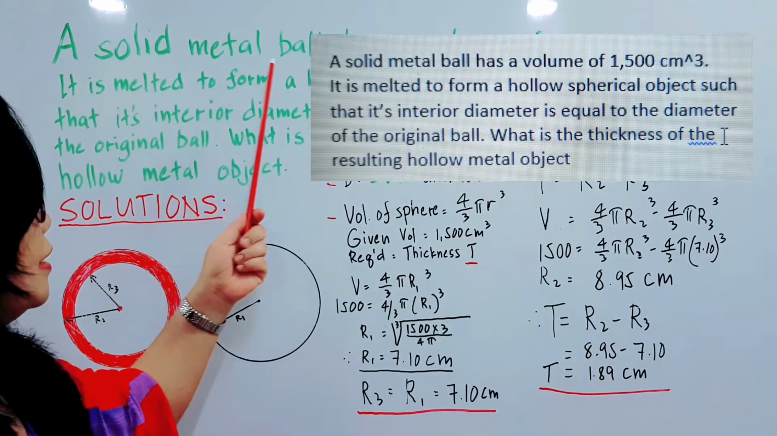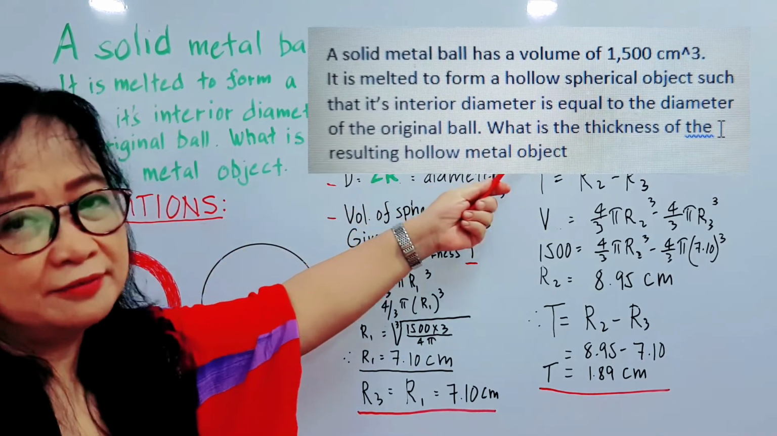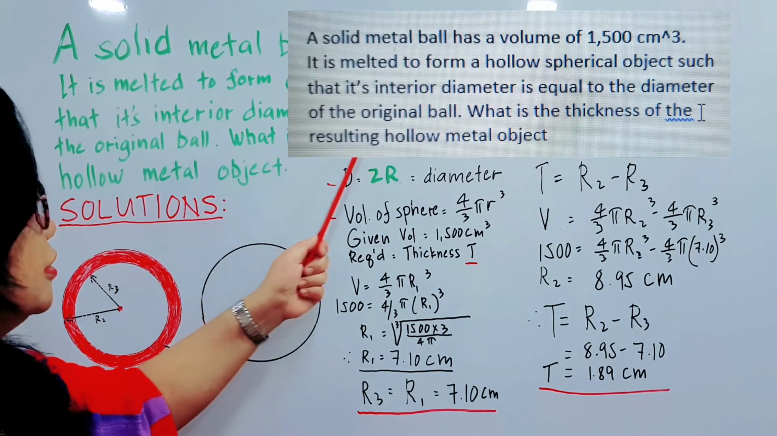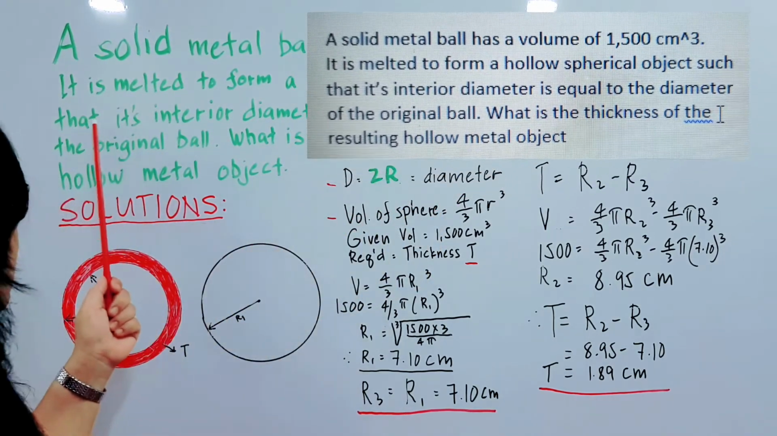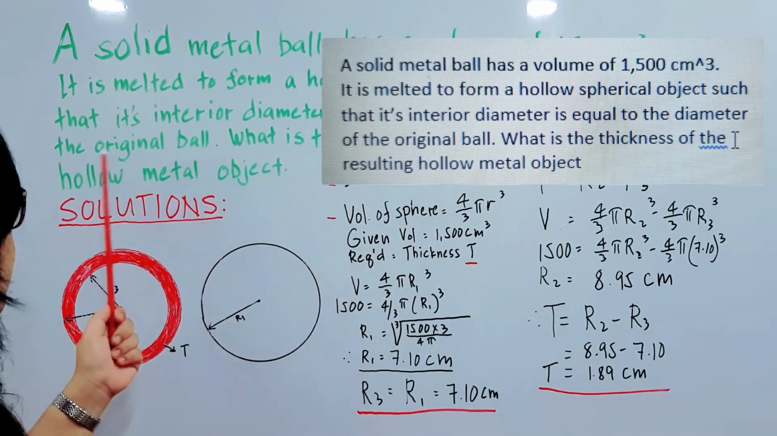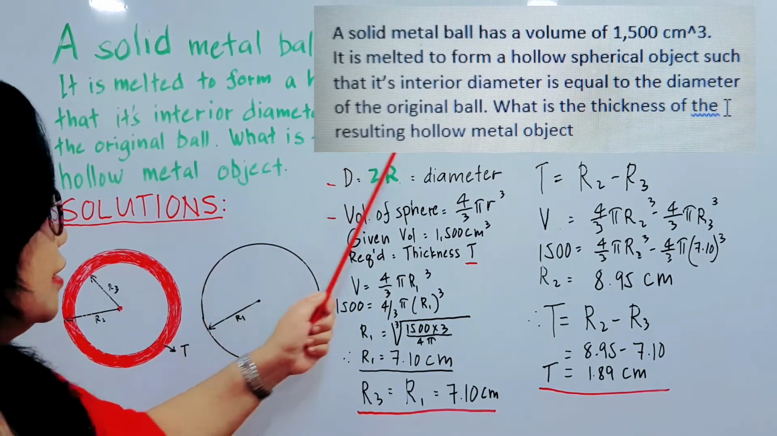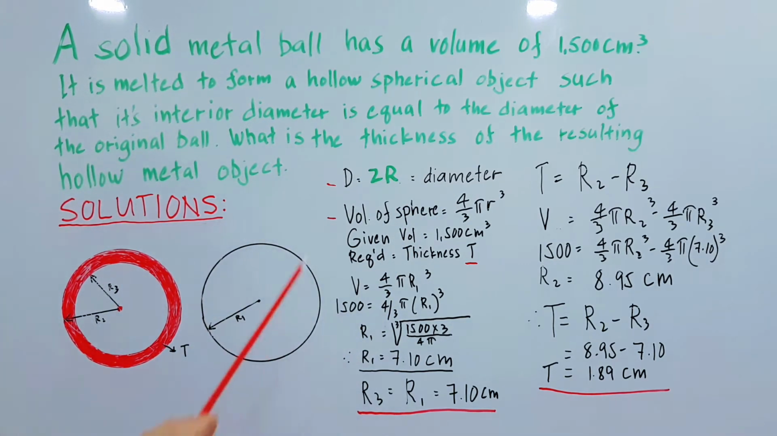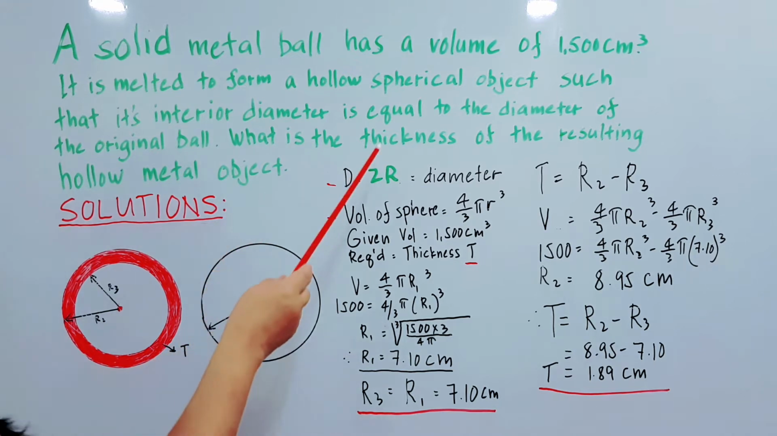A solid metal ball has a volume of 1,500 centimeter cube. It is melted to form a hollow spherical object such that its interior diameter is equal to the diameter of the original ball. What is the thickness of the resulting hollow metal object? Now, dito ang hinahanap natin, it is the thickness.